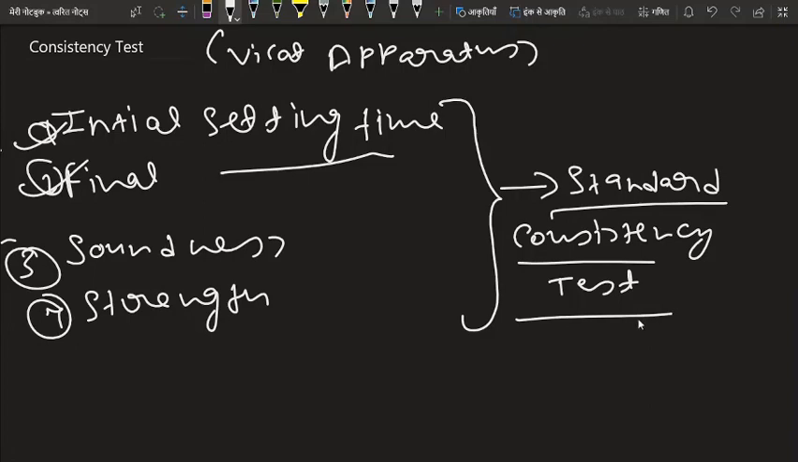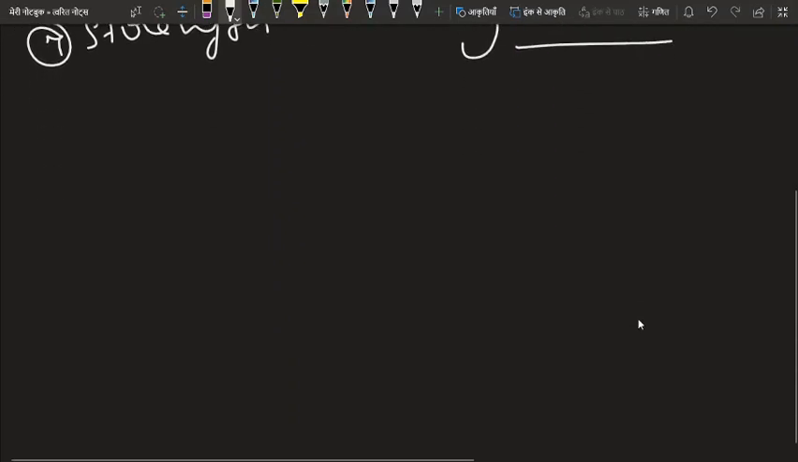Standard consistency of cement is the consistency or viscosity of cement paste. Cement paste means cement plus water, which allows penetration of the 10 mm Vicat plunger up to 33 to 35 mm from the top. We have a Vicat plunger, which is something like this.